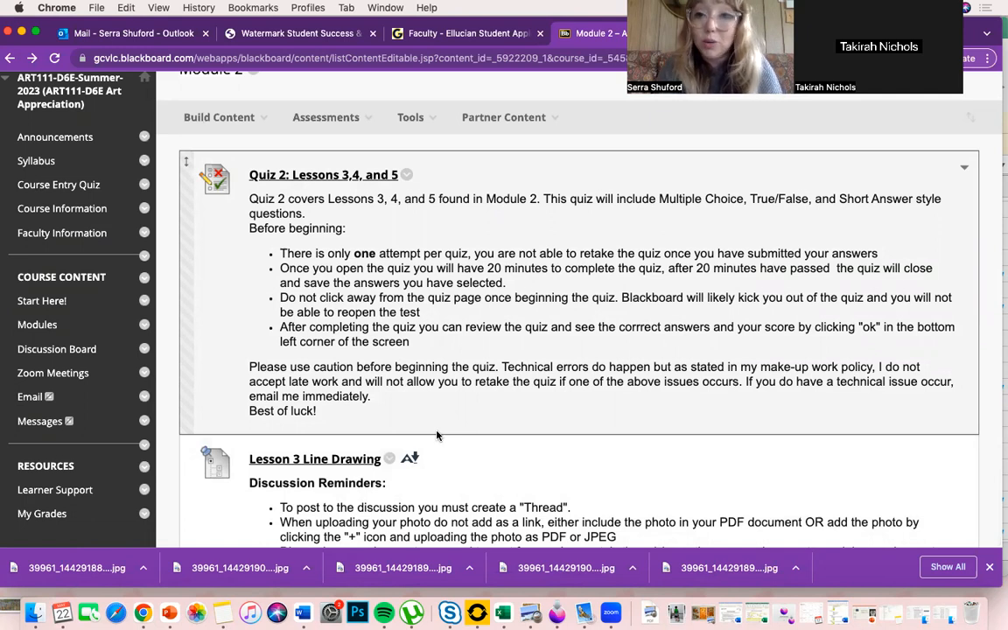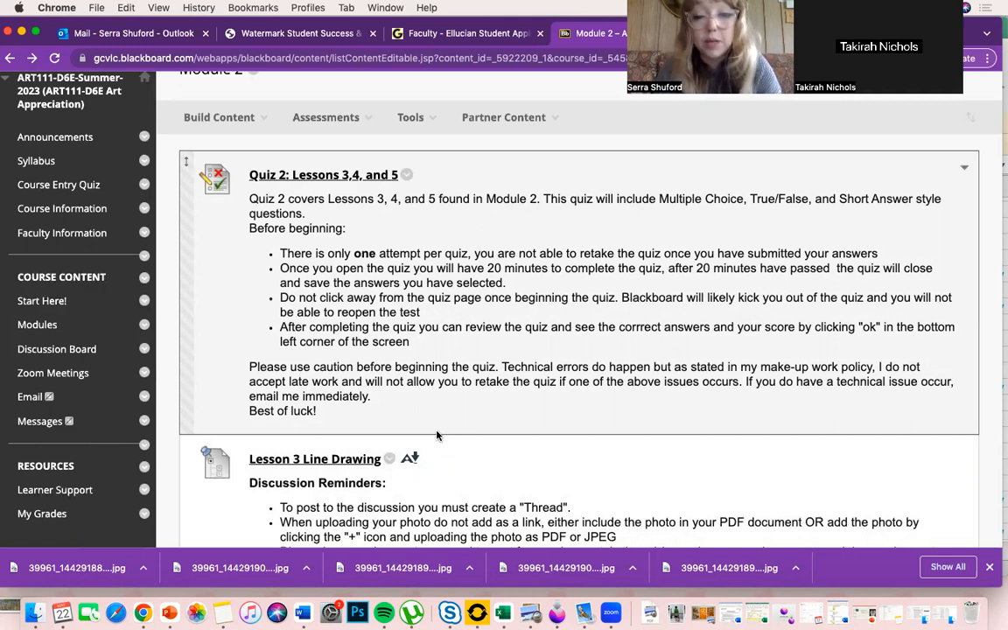You can't go back and take the quiz again. Once you've opened the quiz, you only have 20 minutes to complete it, so make sure that you don't start it and then walk away. Don't accidentally click away from the page or try to skip to the next page. It's only one sheet. So once you press OK or finish, at the bottom there, that will save your attempt.